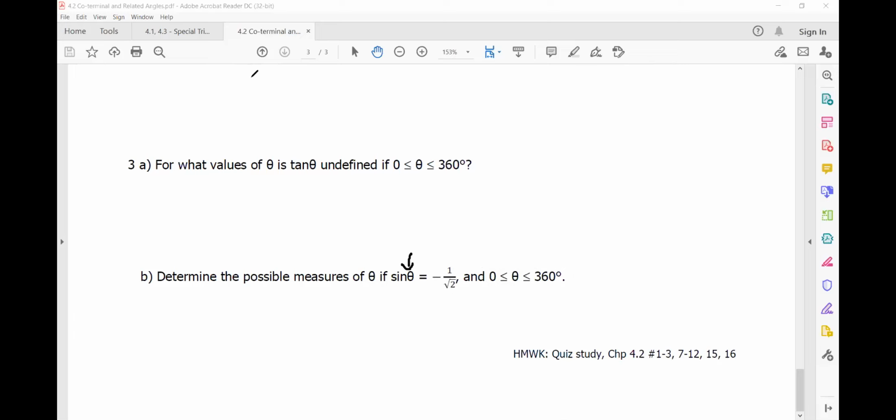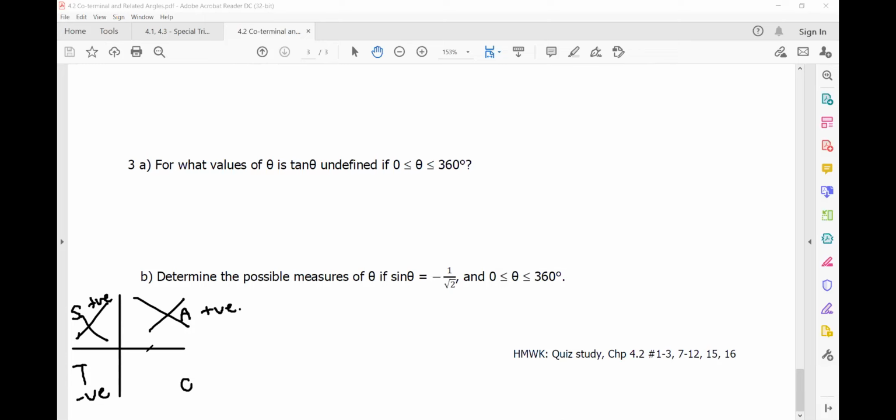If the sine value is negative, using CAST rule gives us an idea of which quadrant it's going to be. C, A, S, T. In the first quadrant, sine is positive, so it can't be here. In the second quadrant, sine is positive, so it can't be here. In the third quadrant, sine is negative, so the angle we're dealing with could be here. And in the fourth quadrant, sine is negative, so the angle could be here too. So it must be quadrant 3 or quadrant 4.